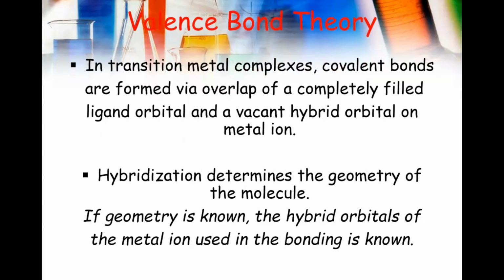Next, in transition metal complex, covalent bonds are formed via overlap of a completely filled ligand orbital and a vacant hybrid orbital on the metal ion. The hybridization will determine the geometry of the molecule. So if the geometry is known, the hybrid orbital of the metal ion used in the bonding is also known.